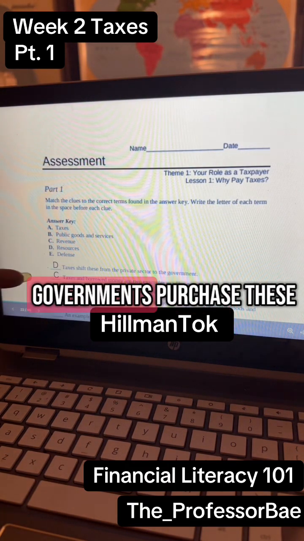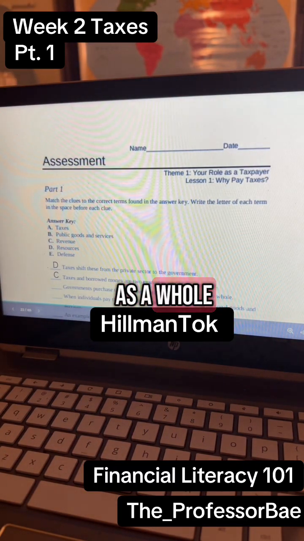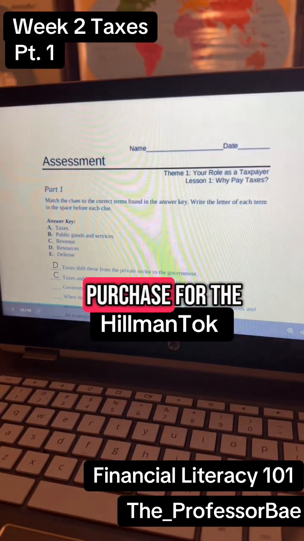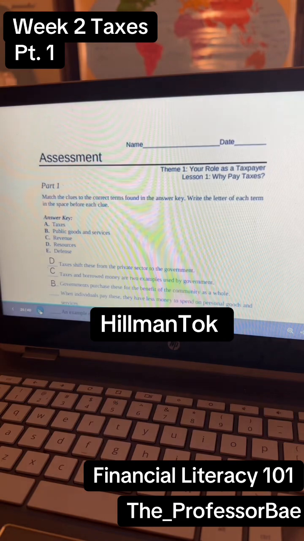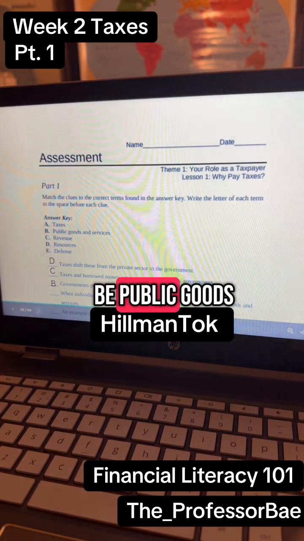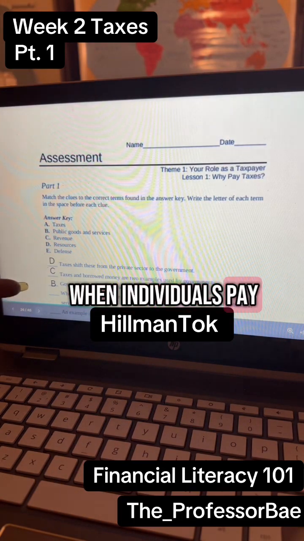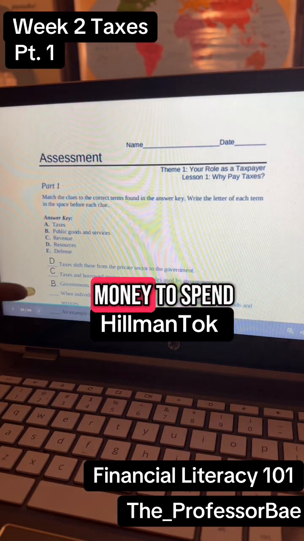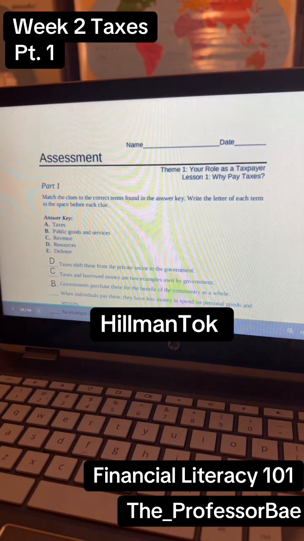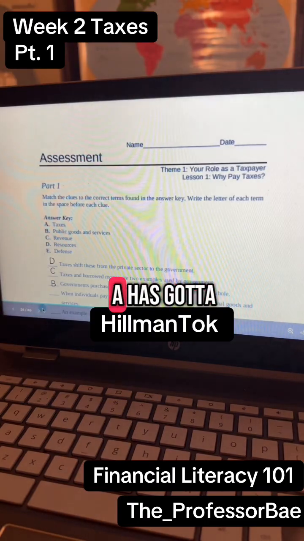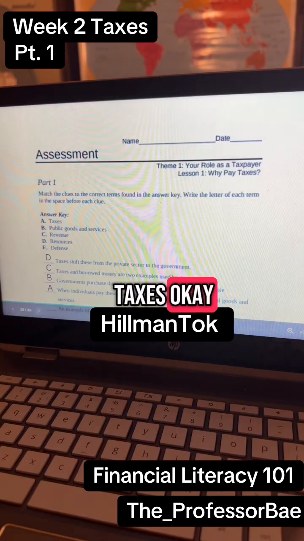Next question. Governments purchase these for the benefit of the community as a whole. What do they purchase for the benefit of the community as a whole? B. Public goods and services. Now, the next question. When individuals pay these, they have less money to spend on personal goods and services. That's got to be A. Taxes. Okay?